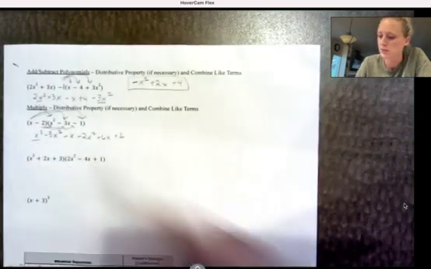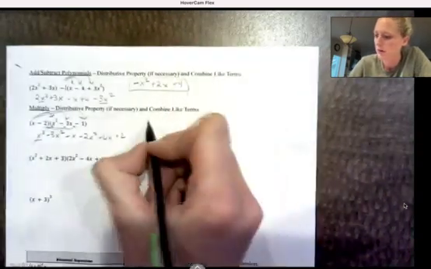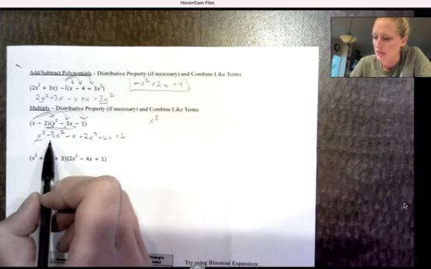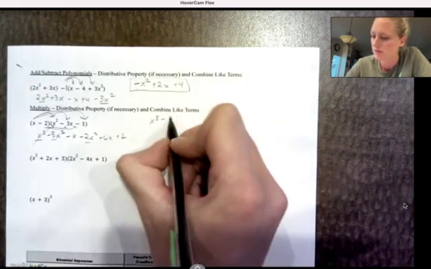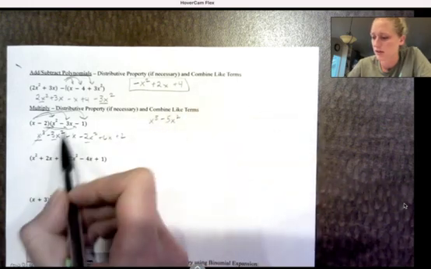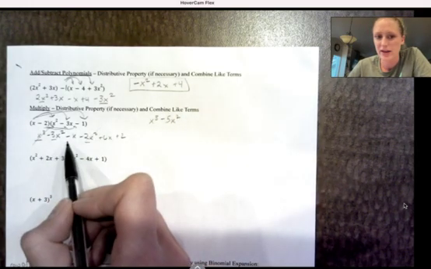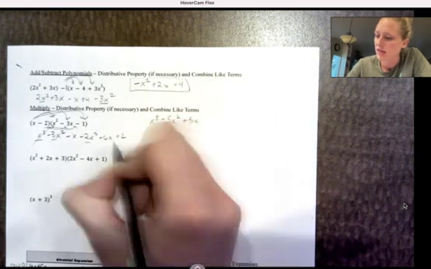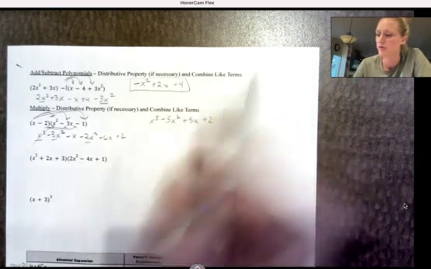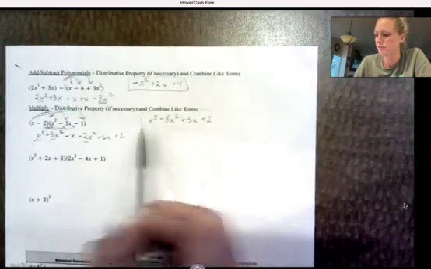So my highest exponent is x to the third, so I'm going to keep that one here. Then x squared, so -3x, -2x squared is -5x squared. And then -x and positive 6x is positive 5x. And then that plus 2 is solo.